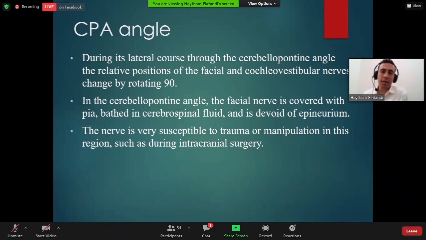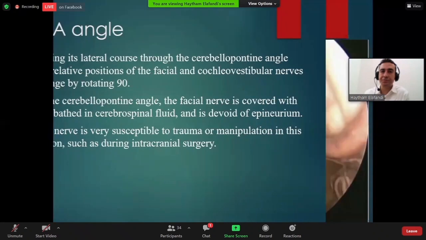And in the CV angle, the facial nerve is covered with pia, pads, and CSF, devoid of epineurium, and this is a very risky site and makes the facial nerve highly susceptible to trauma, not only by the vestibular schwannoma or meningioma or any CV angle tumors by itself, but also during removal of the tumors through middle cranial fossa approaches. Usually the facial nerve is at high risk of trauma, even when also using the facial nerve monitor.